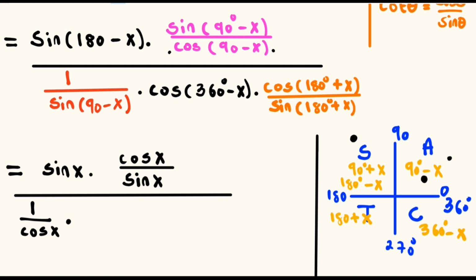This is multiplied by cos of 360 minus x, and 360 minus x falls in the fourth quadrant, and only the cos is positive in the fourth quadrant, and that is cos. So this will be equal to the cos of x multiplied by the cot of 180 degrees plus x. 180 degrees plus x is in the third quadrant, and only the tan is positive, so that cos will be negative cos x divided by the sine of 180 plus x.